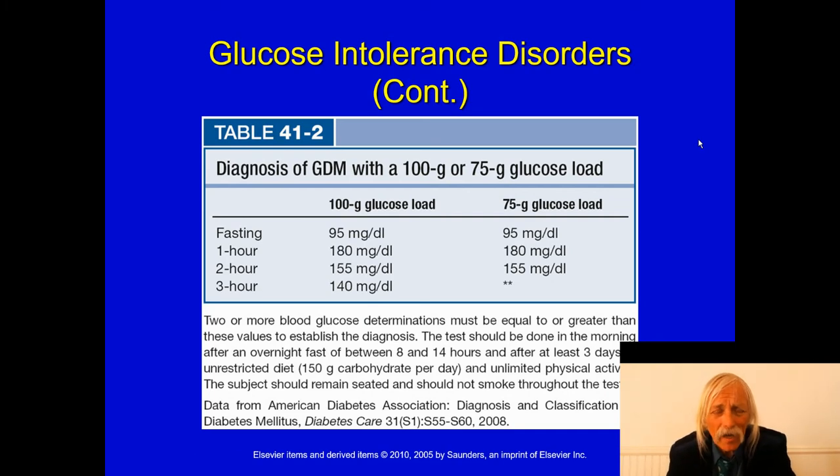So with the diagnosis of GDM, that is just standard glucose disorders, usually of the diabetic type, right? Fasting blood glucose levels are about 95 for a 100 gram glucose load. After 1 hour, it goes up to about 180. Then it drops down to 155 and 140 in 3 hours. If you have a lower glucose load, you can see it starts at around 95, and then it also starts to decrease. So 2 or more.